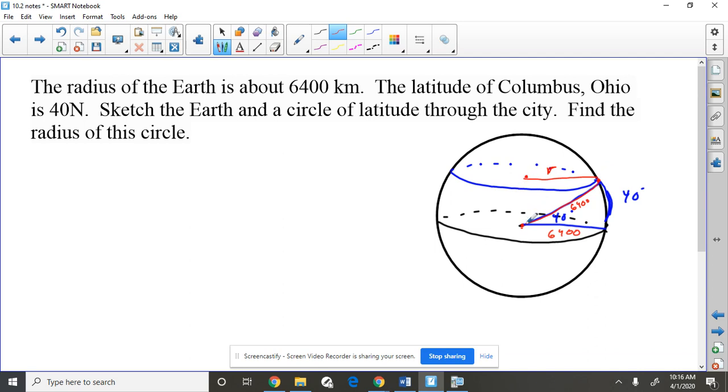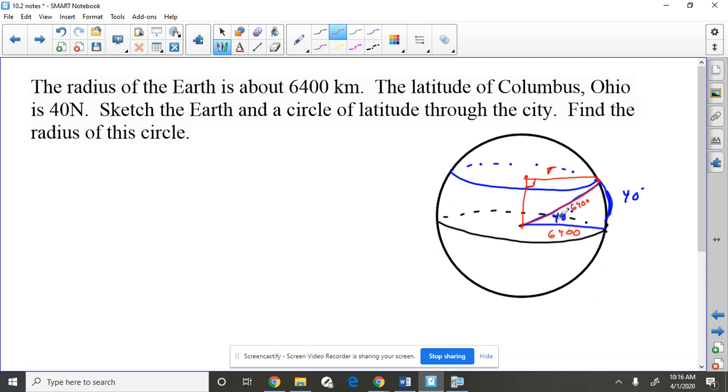And what we're going to do is connect this point at the center of the sphere up to the center of the circle. This has to be perpendicular because of the way that lines of latitude go. They are always cut parallel to the equator. So here, what we have is a right triangle where one side is r and the hypotenuse is 6,400. We also know one of the angles.